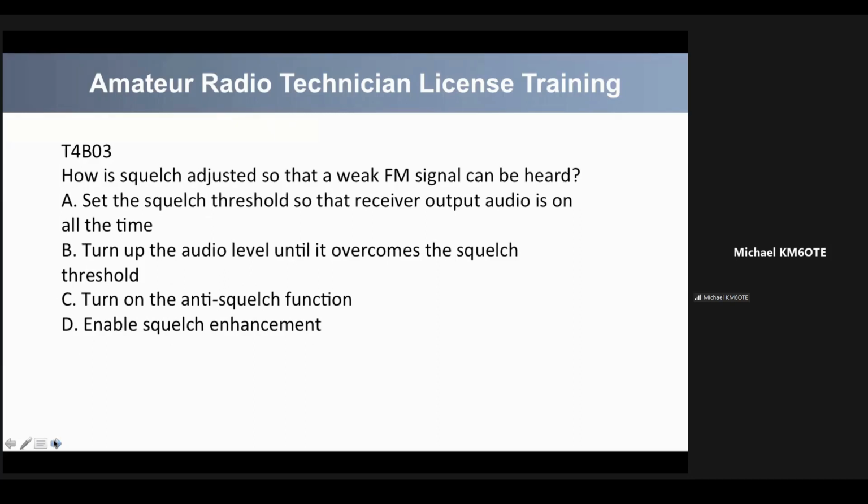So how is squelch adjusted so that a weak FM signal can be heard? Set the squelch threshold so the repeater audio output is on all the time. Turn the audio level up until it overcomes the squelch threshold. Turn on the anti-squelch function, or enable the squelch enhancement. I don't know what those last two are. So the answer is A, set the squelch threshold so that the repeater audio is on all the time.